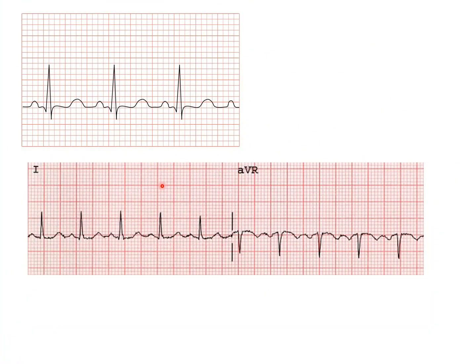And in this sample you can calculate the heart rate by considering the small squares between two successive R waves. Here, in between two successive R waves, you have around 13 small squares. So 13 small squares means 1500 divided by 13, it will definitely be more than 100, around 115. So this is a case of tachycardia.